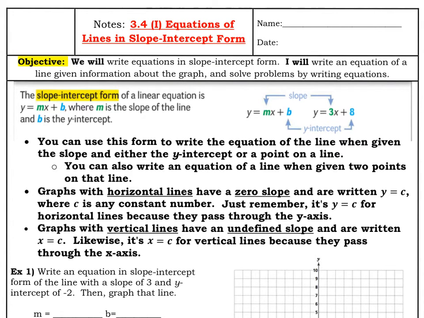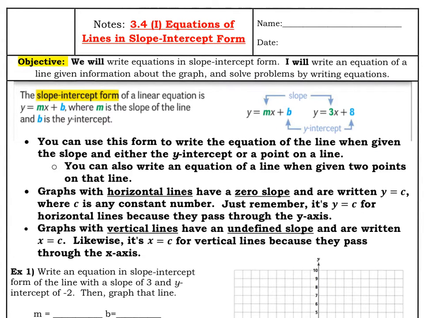So in this video, we're going to do a variety of examples where I give you a couple pieces of information such as the slope and a point on that line, or maybe just two points on a line, maybe the slope and the y-intercept, something of that nature. But what you're going to ultimately do is create the equation for that line, and you'll write it in slope-intercept form, which is, of course, y equals mx plus b.